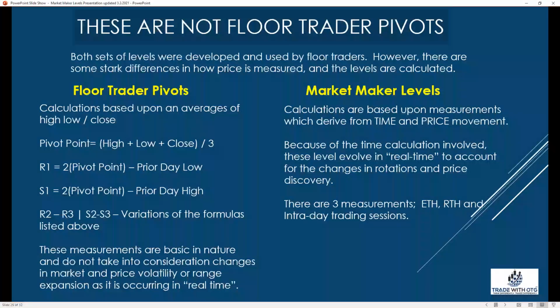The calculations for floor trader pivots are based upon a very simple formula: the high, the low, and the close. The pivot point, the center line in a floor trader pivot, is the high plus the low plus the close divided by 3. The R1, R2, and R3 are variations of that same measurement. These measurements are basic in nature and do not take into consideration changes in market and price volatility or range expansion as it's occurring in real time. The market maker level calculations are based upon measurements which derive from both time and price movement.